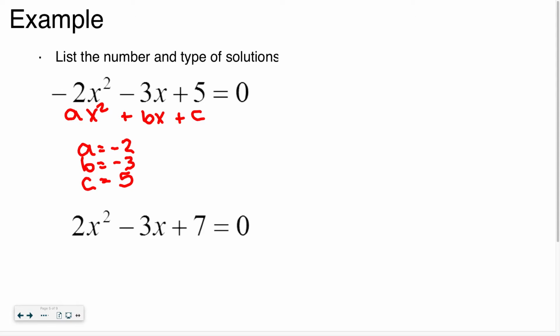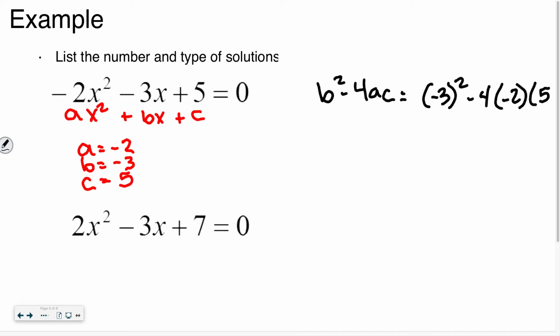Okay, let's chat. So if I do the work for this first one, b squared minus 4ac, or at least do the setup, I'm doing b, which is -3, quantity squared. Now I usually put that in parentheses because I want to square all of the -3 if I'm doing it in my calculator. I'll need the parentheses. And then -4 times -2 times 5.